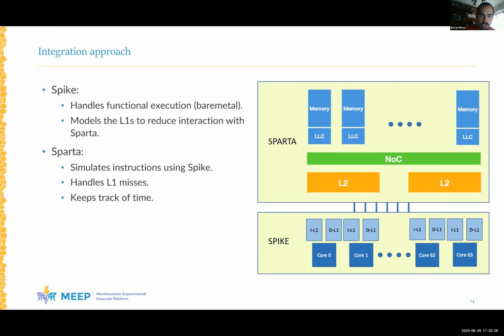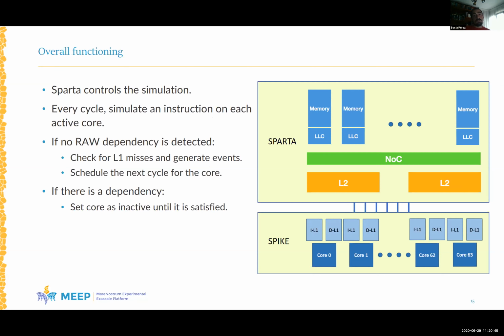Basically, Sparta simulates instructions using Spike, and when an L1 miss happens, it handles it, sends it to the modeled memory hierarchy, and keeps track of time, which is what Spike can't do. The overall functioning is quite straightforward. Sparta is the one that handles the simulation, starts running, and every cycle, it tries to simulate an instruction on each of the active cores.